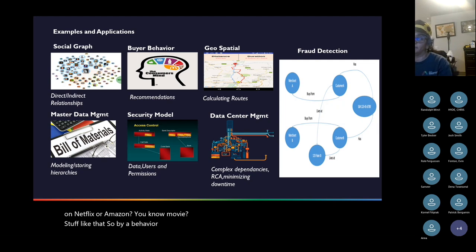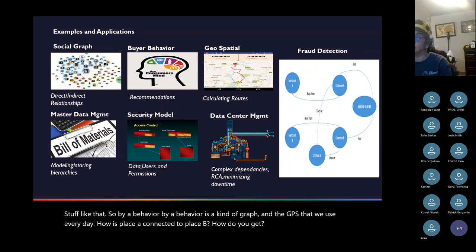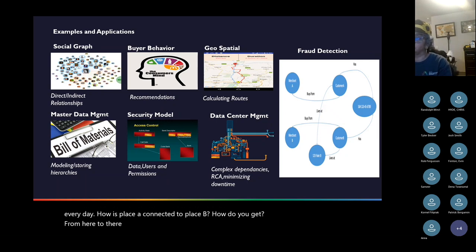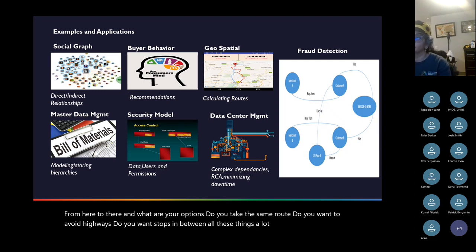So buyer behavior is a kind of graph. And the GPS that we use every day: how is place A connected to place B? How do you get from here to there? And what are your options? Do you take the same route? Do you want to avoid highways? Do you want stops in between? All these things, a lot of connections. So geospatial data is a great example.